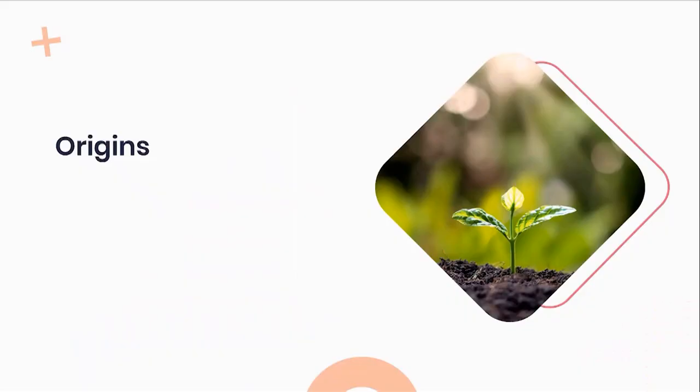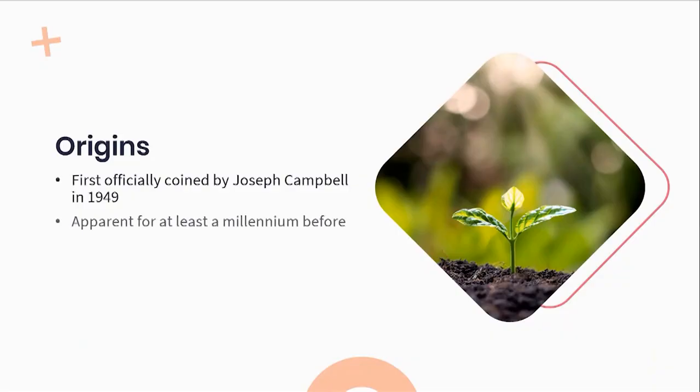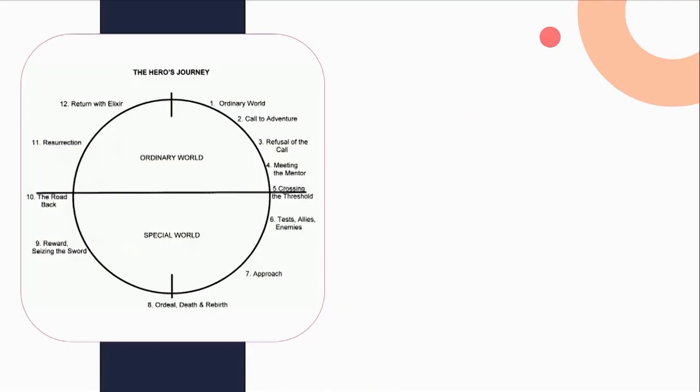And when we're looking at what this story structure is, we have to look at where it came from. Well, it was first officially coined by the academic writer Joseph Campbell in 1949. But the thing with this story structure is the fact that it was apparent for at least a millennium before. See, this story structure really does find its provenance in ancient Greek theatre. And when we're looking at the hero's journey, these are, as you can see on the left, your basic plot points. But we won't be going into it too deeply right now because we will be covering it extensively when we look at story structures in a much more in-depth way.